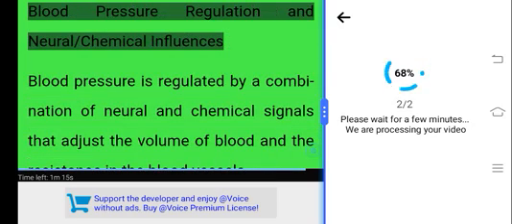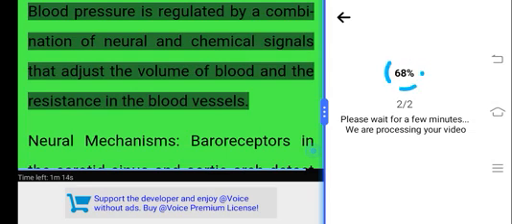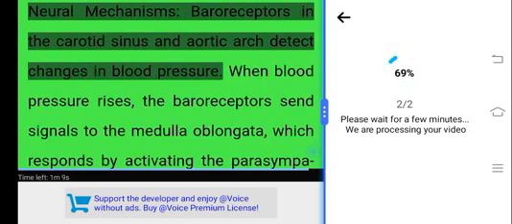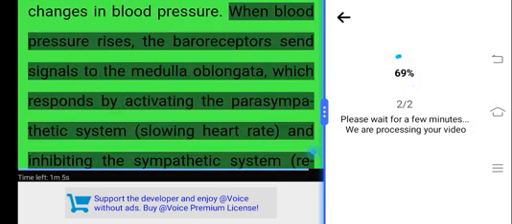Blood pressure regulation and neural chemical influences. Blood pressure is regulated by a combination of neural and chemical signals that adjust the volume of blood and the resistance in the blood vessels. Neural mechanisms. Baroreceptors in the carotid sinus and the aortic arch detect changes in blood pressure. When blood pressure rises, the baroreceptors send signals to the medulla oblongata, which responds by activating the parasympathetic system, slowing heart rate, and inhibiting the sympathetic system, reducing vasoconstriction.